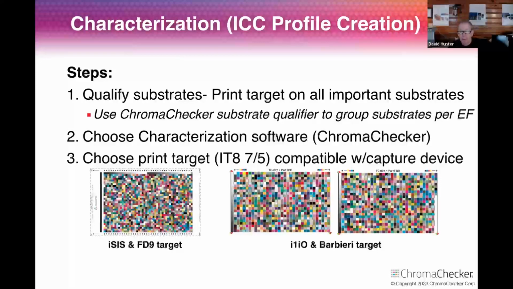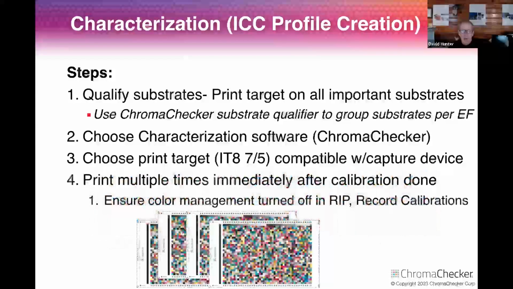Most people, you'll plan it out more, so you'll print out the IT875 target on the appropriate format for your instrument, and then you'll ideally print it right after the calibration is done. You'll ensure color management is turned off on the RIP so that we're getting the full range of color that the print is capable of providing.